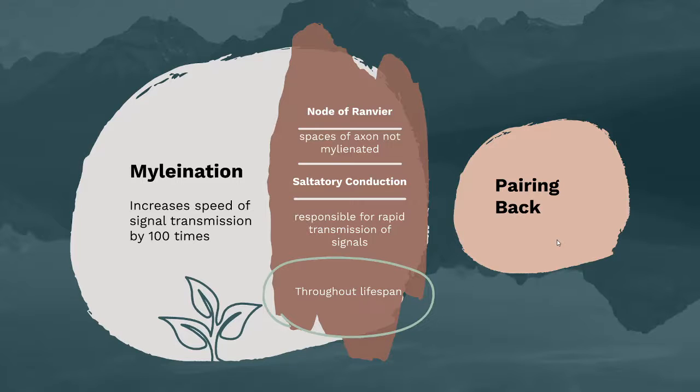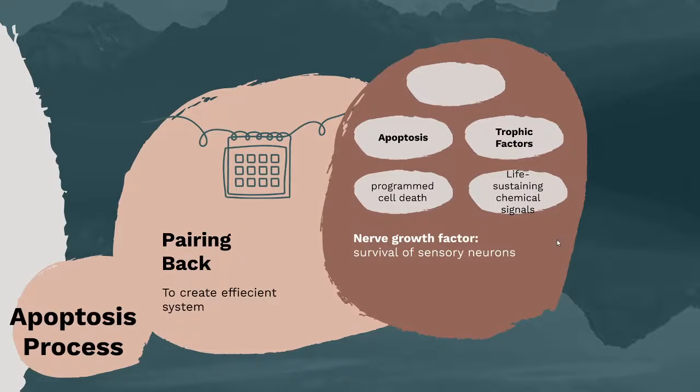Saltatory conduction is responsible for rapid transmission of signals. Electrical signals skip through each of the nodes of Ranvier in order to transmit faster. Myelination occurs throughout the lifespan, except in certain neurodegenerative disorders. When we're born, we have most of our neurons. However, sometimes we have excess connections. Pairing back is important in order to create an efficient system in our nervous system.